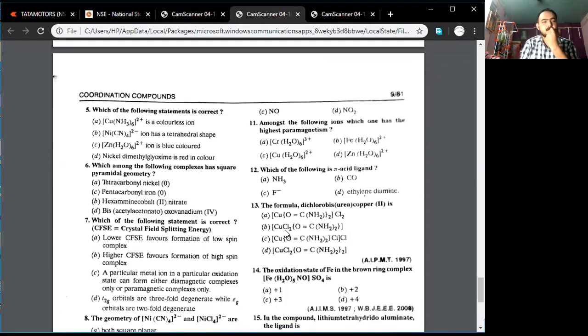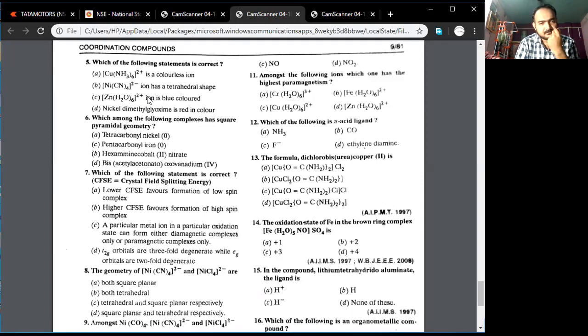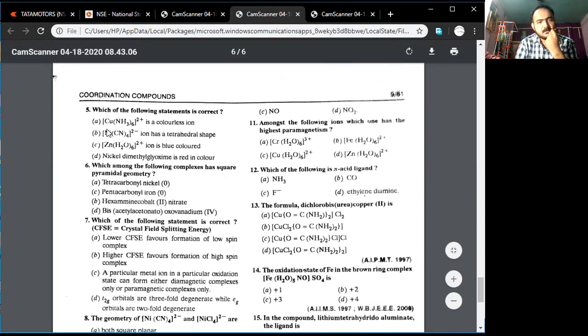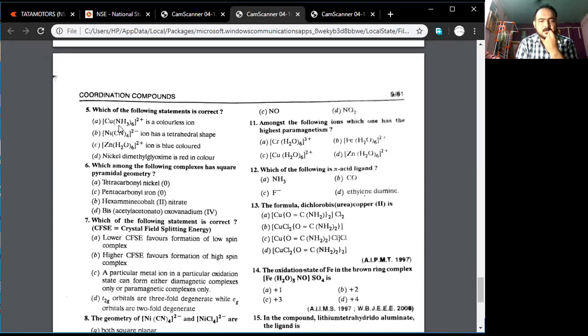Color. It is also very important. So which of the following statements is correct? Now you see here. For this kind of question, you have to do the VBT. Now you see, is Cu(NH3)6 2+ a colorless ion? No, this is wrong, because in the +2 oxidation state, copper has a d9 configuration which produces an unpaired electron. So if an unpaired electron is present, the compound is definitely colored in nature.